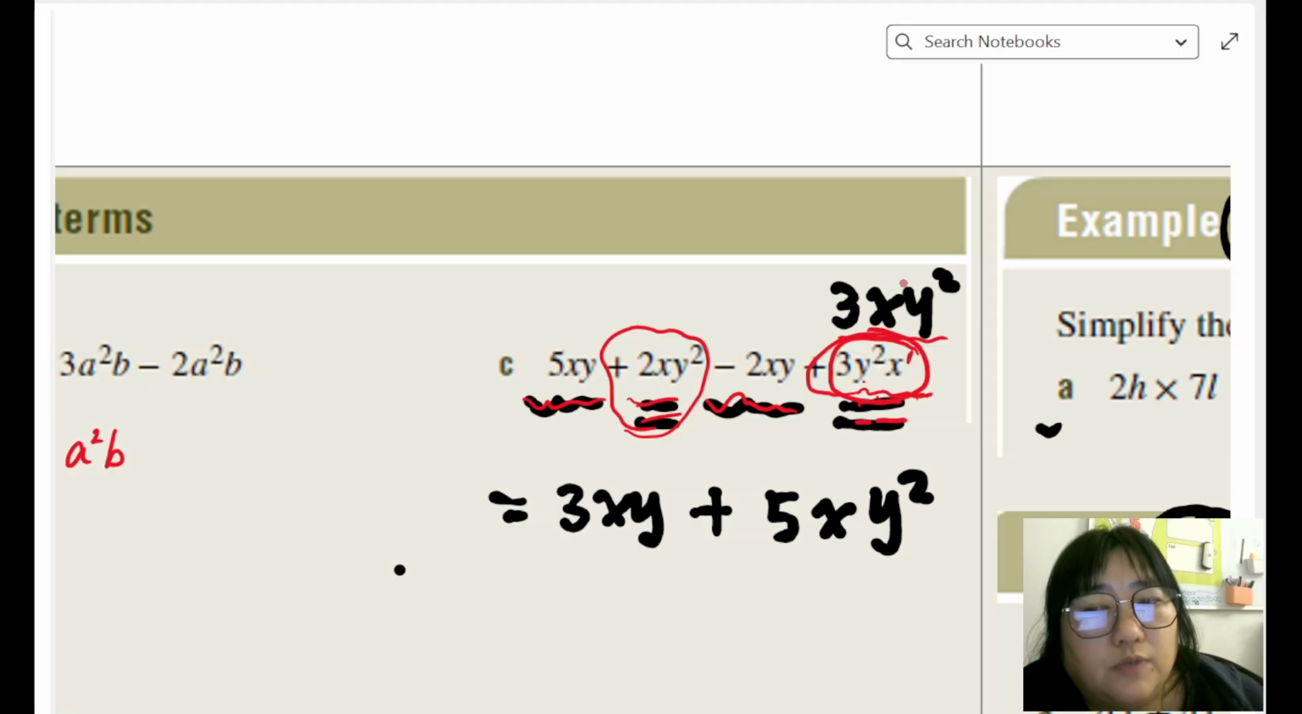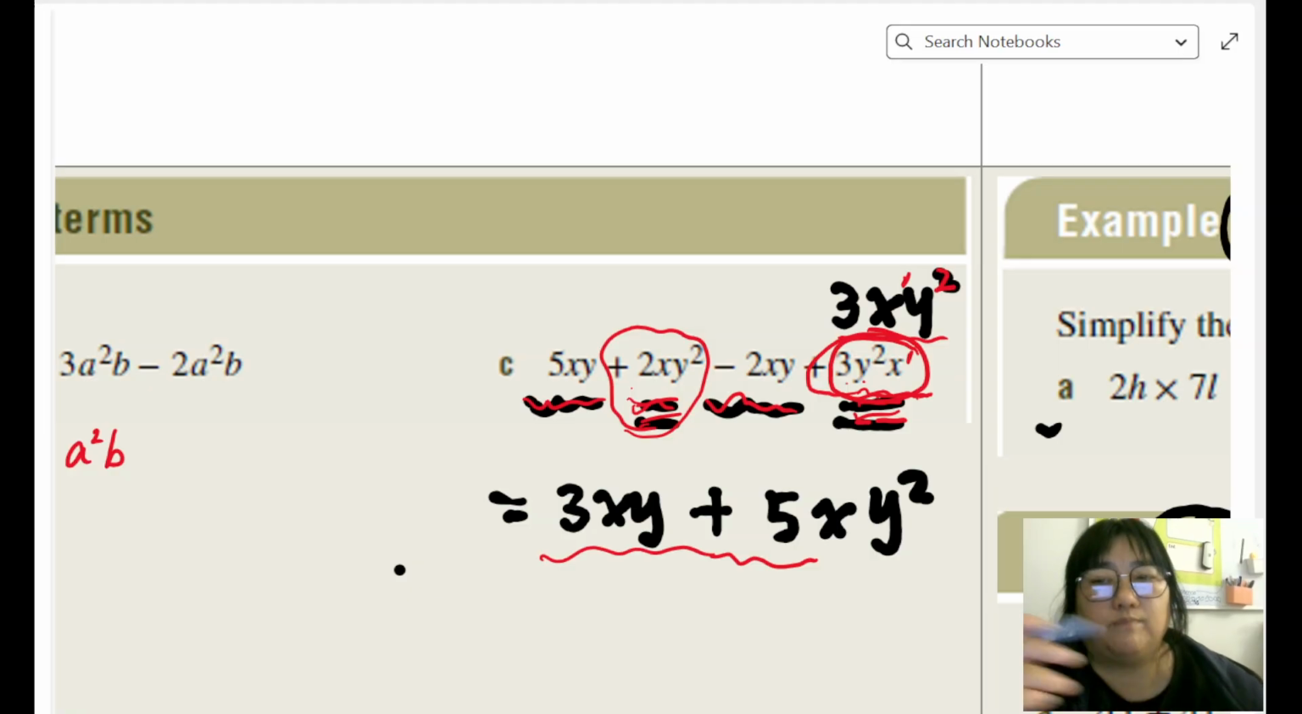So x goes first with the power 1, and y goes second, with the power 2 here. So that is y squared. So you see, after we follow the alphabetical order, the second term and the fourth term are definitely like terms, so we can combine them together. Positive 2 plus positive 3 is positive 5. And the first one is 5xy take 2xy, that is 3xy.